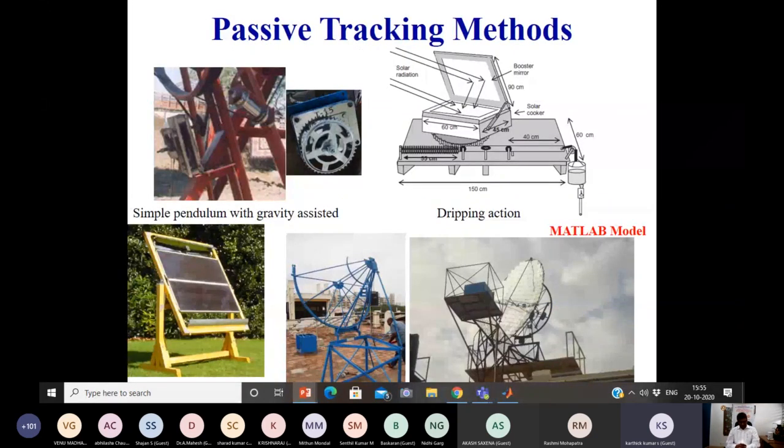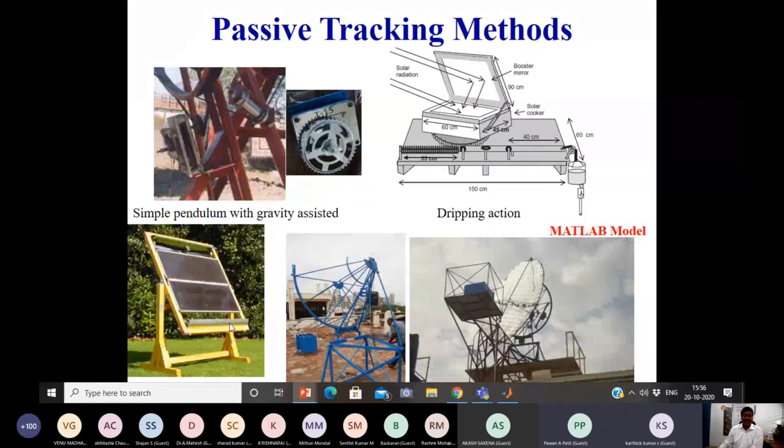These are some of the varieties of passive tracking drives using different mechanisms. The first one shows the simple pendulum with gravity assist. The tracking is gravity based, a dead weight is used here. The dead weight is connected to this simple pendulum mechanism so that a big scapular reflector can be moved. You can see the scapular reflector here in this drawing. The scapular reflector is moving from one point to the other point.